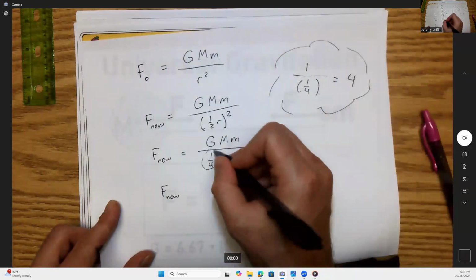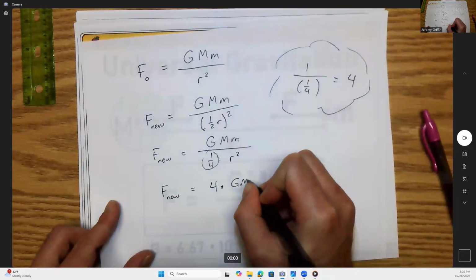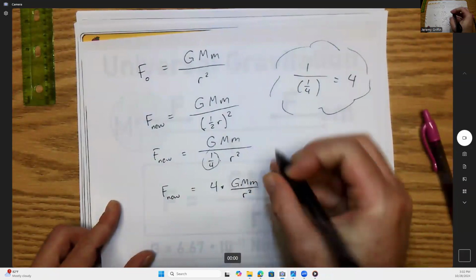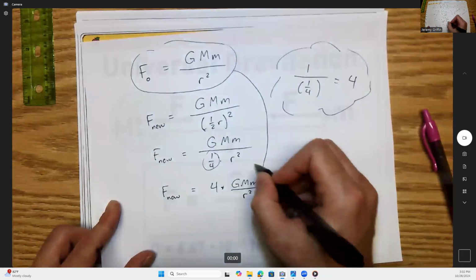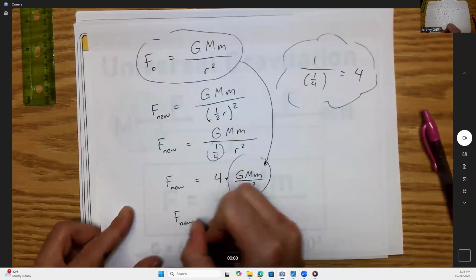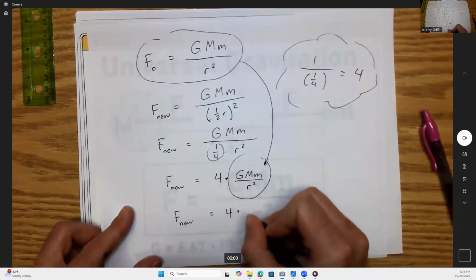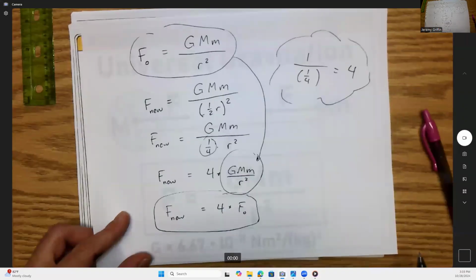So that's what this is right here. This is 4 times GMm over r squared. And GMm over r squared, that was the original force. So the new force is 4 times the old force. There it is in terms of variables.